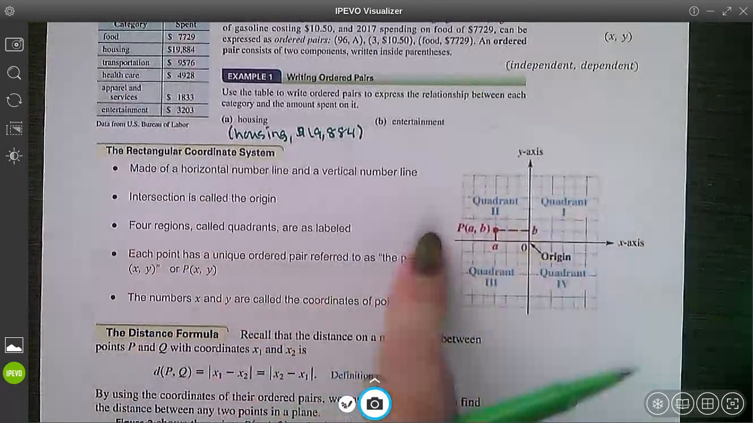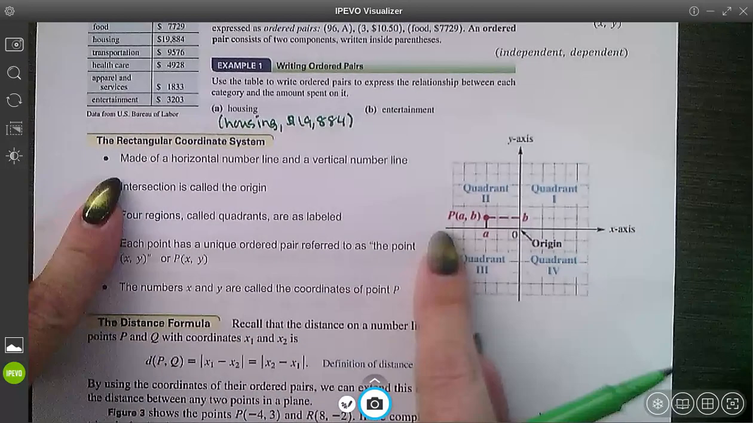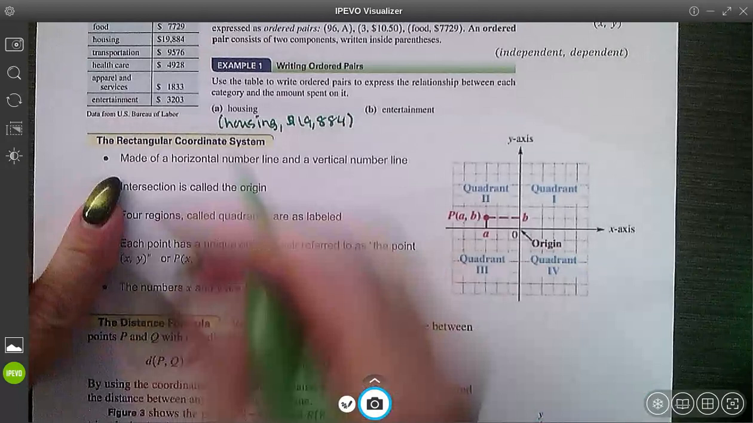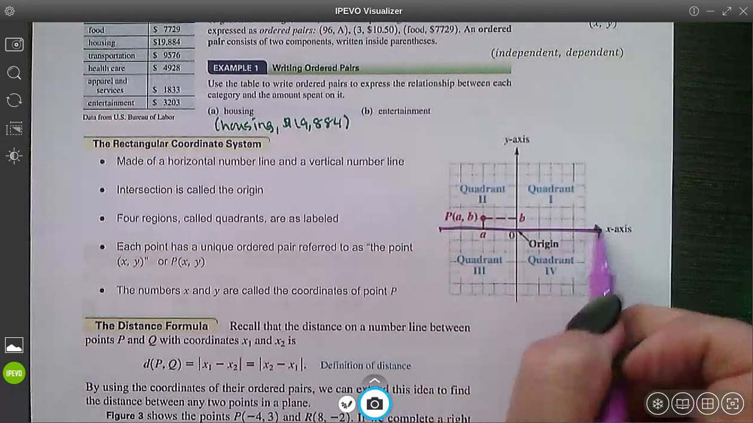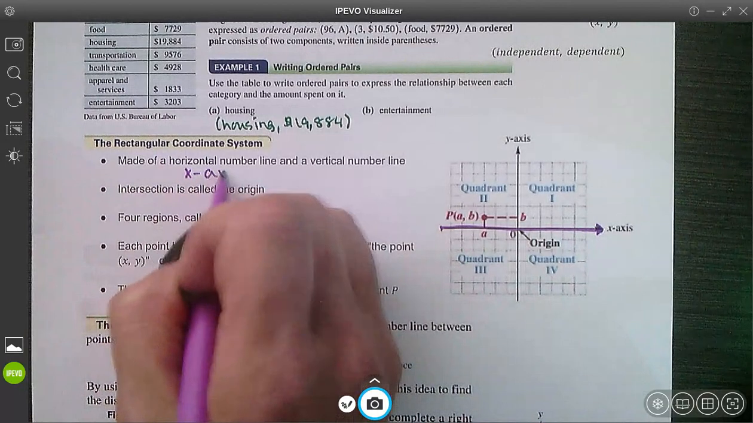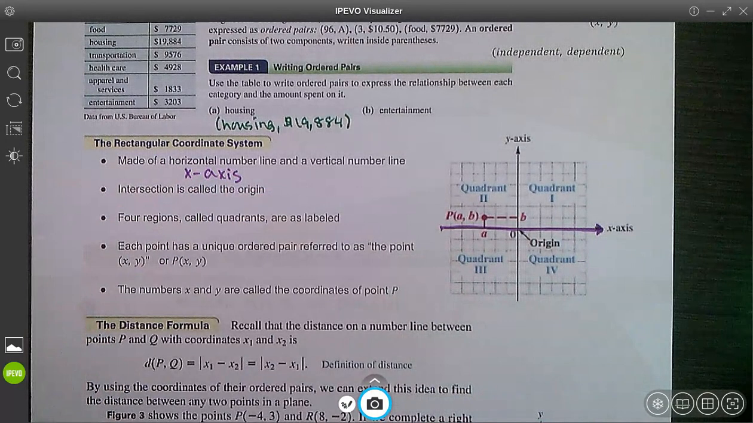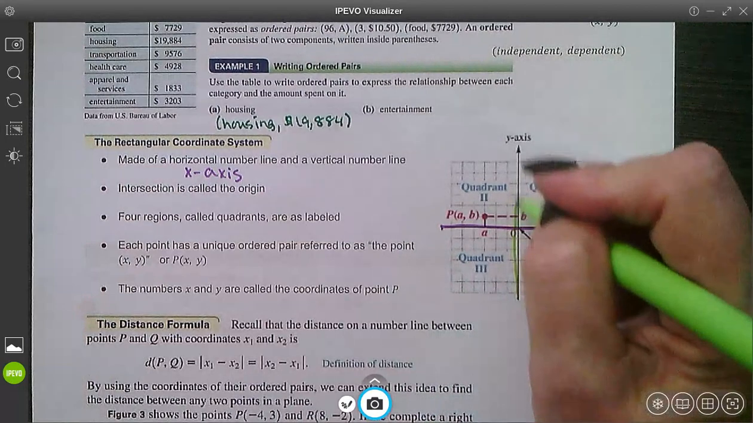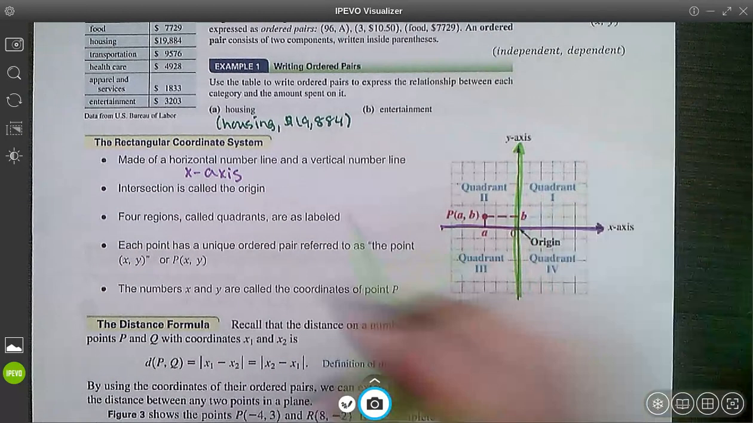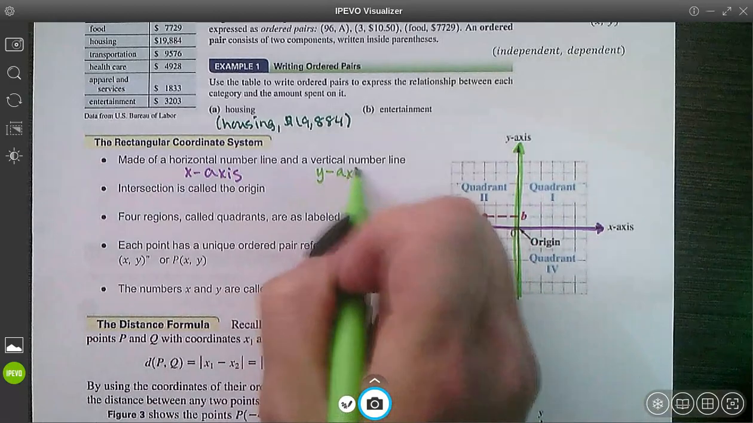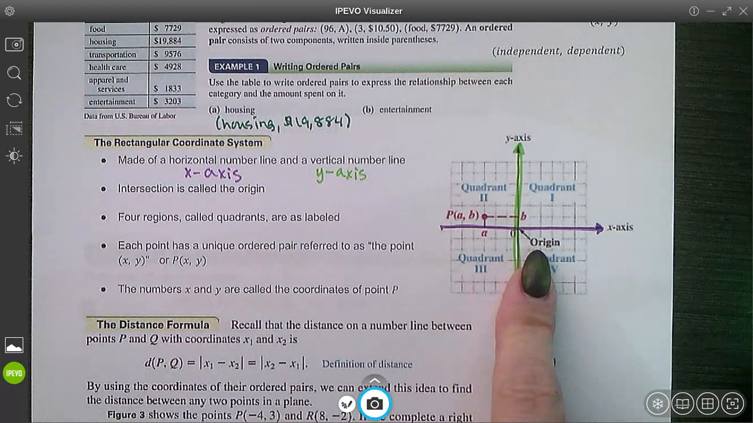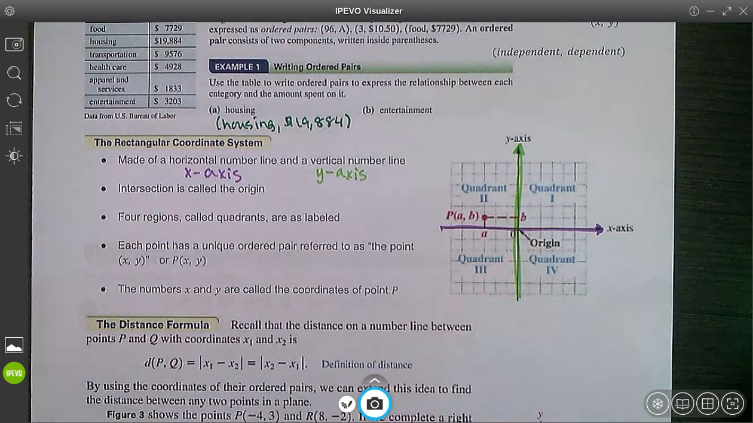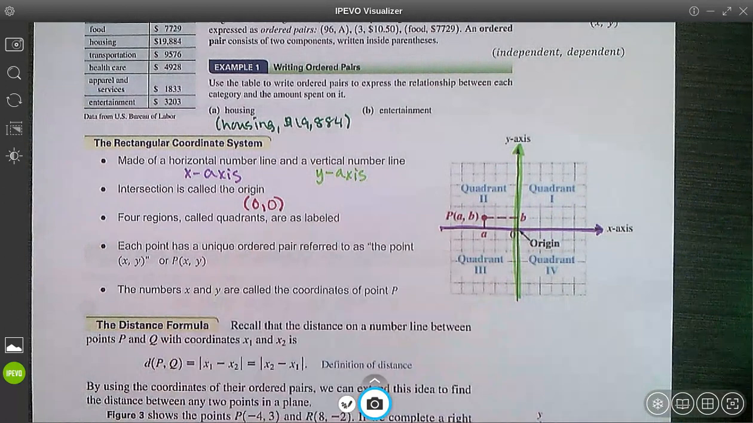It looks like this. You're probably really familiar with it. It has a horizontal number line that is called the x-axis, and it has a vertical number line that is called the y-axis. The intersection where those join together, where they meet in the middle, is called the origin, and the origin has an ordered pair that is 0, 0.